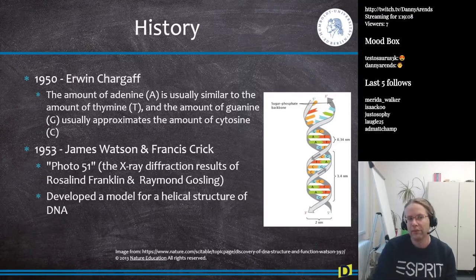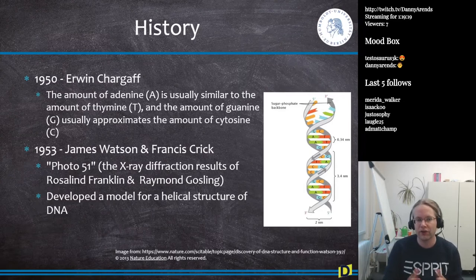And of course, with this discovery, it didn't take very long before people started figuring out what DNA actually looked like, right? So in 1953, we have James Watson and Francis Crick, who used X-ray diffraction. They crystallized DNA into a crystal, and when you shoot X-rays at this crystal, you can determine more or less the 3D structure of it. And there is this famous photo called Photo 51, which is on the next slide, which actually is the discovery of the helical structure of DNA.